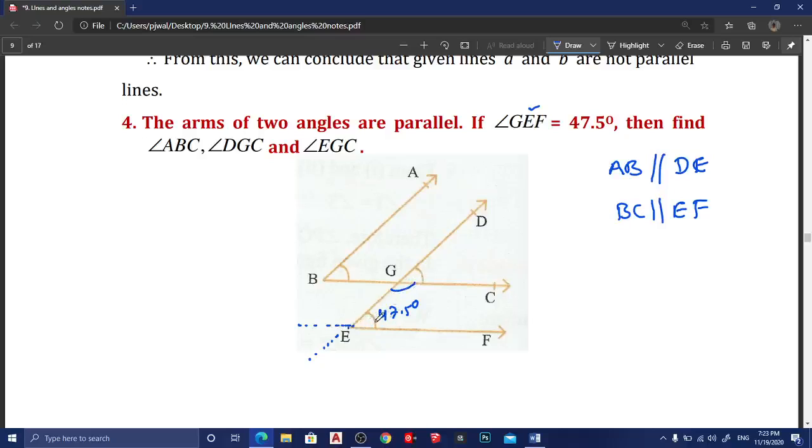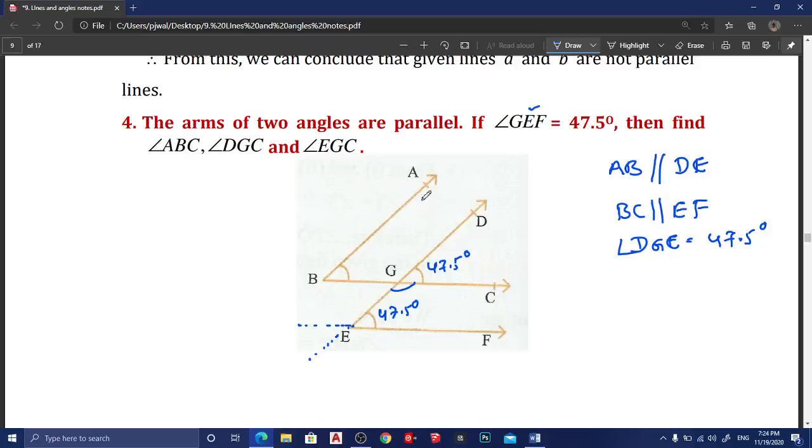You can take the corresponding angles, because this is 47.5 degrees and this is also a corresponding angle to this. So you know corresponding angles are equal to each other. So this angle DGC is also equal to 47.5 degrees. So one of the angles we found is 47.5 degrees. This angle is over.